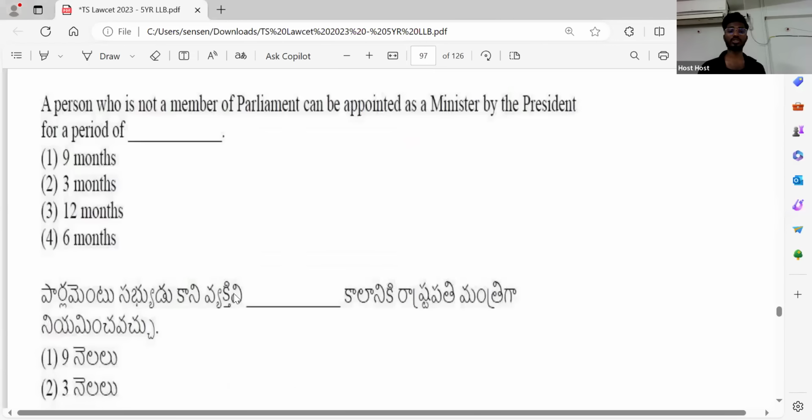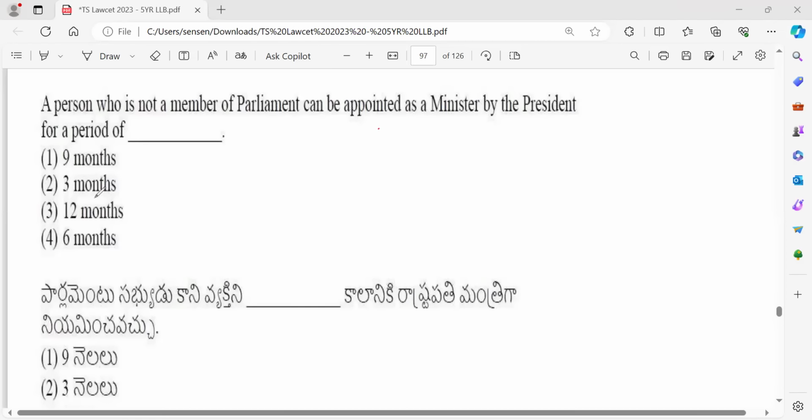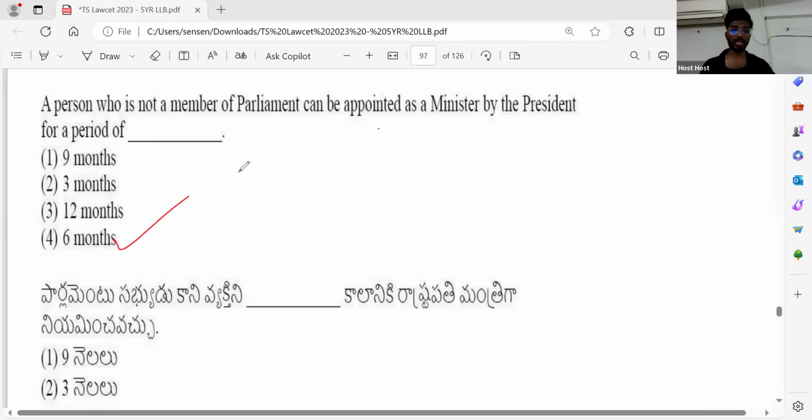A person who is not a member of parliament can be appointed as a minister by the president for a period of 6 months. Very good, excellent. So 6 months is the right answer. You are not a member of Lok Sabha or Rajya Sabha, but still you can become a minister. But within 6 months, you have to become a member. In 6 months, if you are not becoming a member, we will throw you out as a minister. As simple as that. Okay. 6 months is the right answer. Very good.